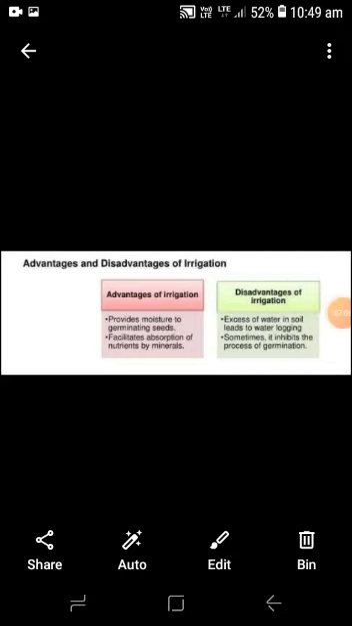The advantage of irrigation is that it provides moisture to germinating seeds and also facilitates absorption of nutrients and minerals. So irrigation is needed for crop fields. But the disadvantage is that sometimes accumulation of water takes place in the crop fields, and due to this the crops cannot perform root respiration, and the plants die and become dry. That's why waterlogging causes damage to the crops.